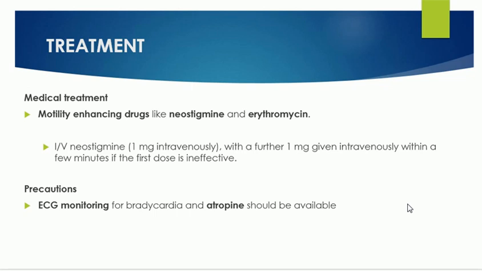While we are giving intravenous neostigmine, it is best to sit with the patient, and ECG monitoring is required. Atropine should be available when we are treating with these drugs. So IV neostigmine has a place, as it enhances the motility. Similarly, erythromycin. What is erythromycin? It's a macrolide antibiotic and it increases intestinal motility. Neostigmine is a parasympathomimetic drug, so ECG monitoring should be done, and atropine should be available to treat bradycardia.